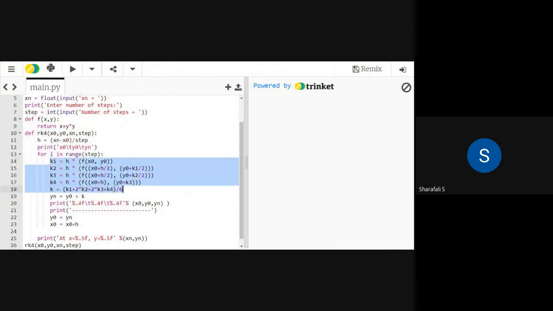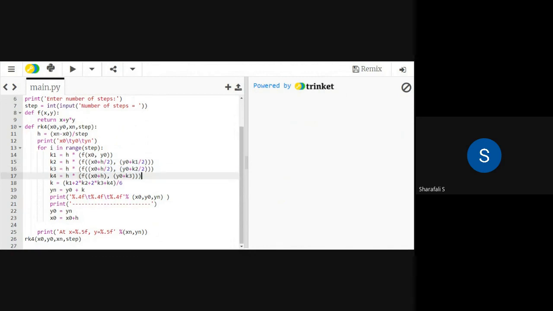Only this equation will change in the fourth order method, and k will be calculated as k1 plus 2k2 plus 2k3 plus k4, divided by 6. And we have some differences in these values, k2, k3, etc., that you can see.